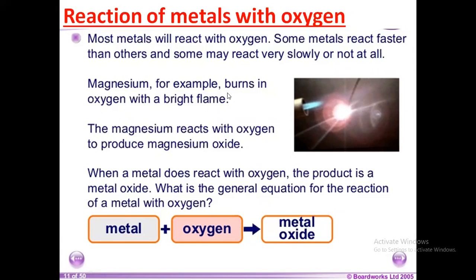Magnesium, for example, burns in oxygen with a bright flame. The magnesium reacts with oxygen, right? The magnesium reacts with oxygen to produce magnesium oxide. Clear? Metal oxide. Here, what is the metal oxide? Magnesium oxide is the metal oxide. When magnesium reacts with oxygen, it produces magnesium oxide.